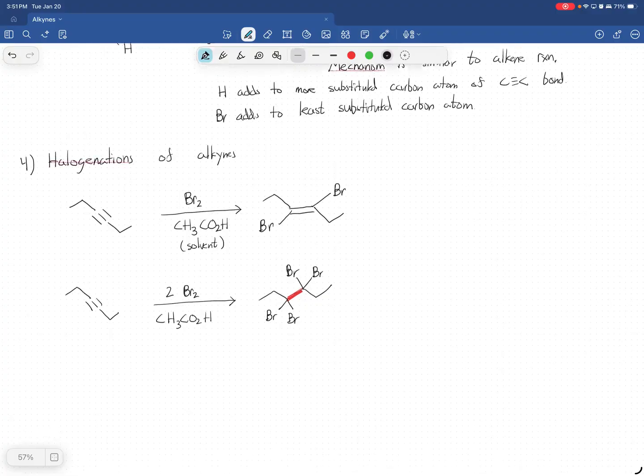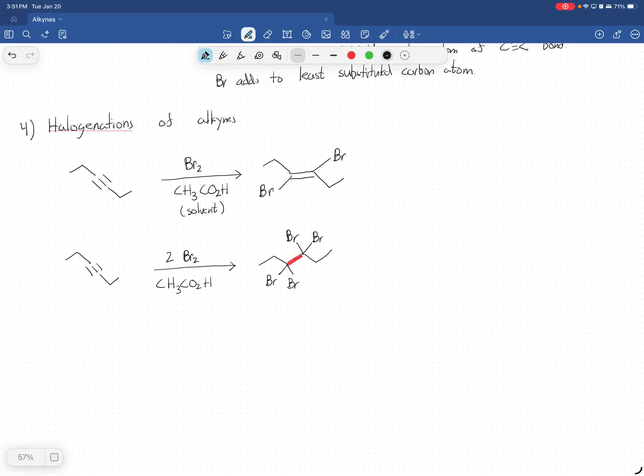All right. Now how about a terminal alkyne? So let's go over this example. And we'll take a little break here. Br2. And then CH3CO2H.